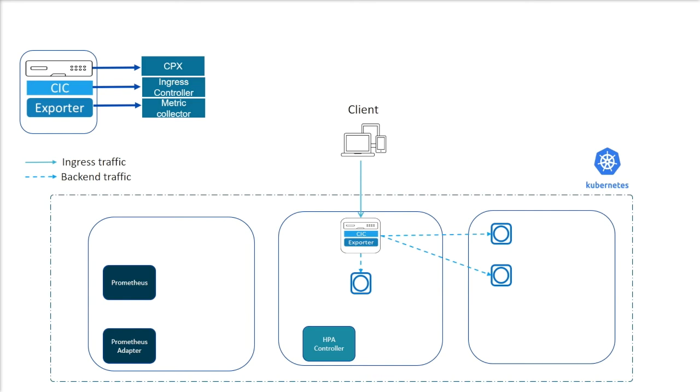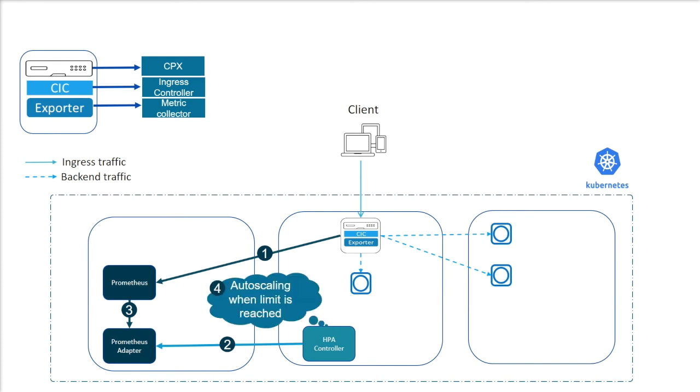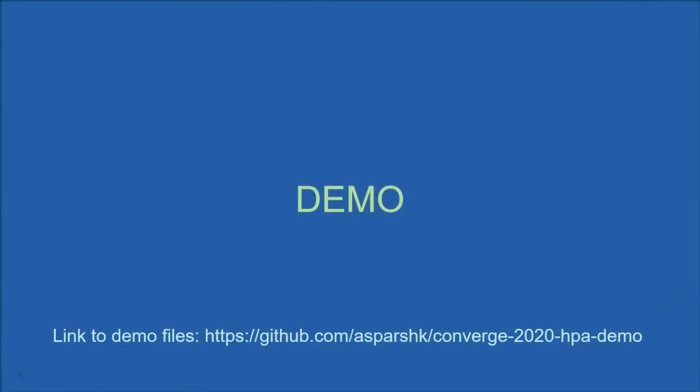Citrix metrics exporter provides metrics to Prometheus. Whenever the HPA needs a metric, it will get it from the Prometheus adapter, which will in turn get it from the Prometheus pod. Whenever the limit is reached, a new pod is created. Alright, let's see a demo for this. Again, files are present in the same GitHub repo.